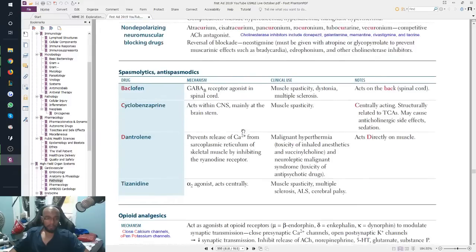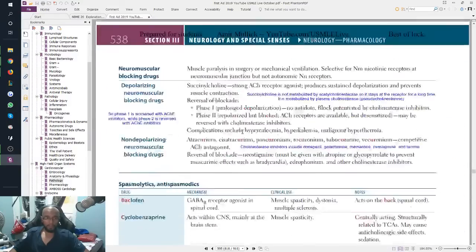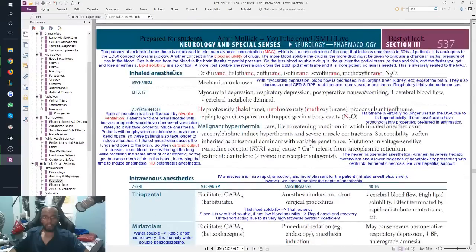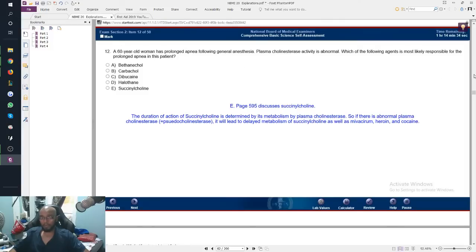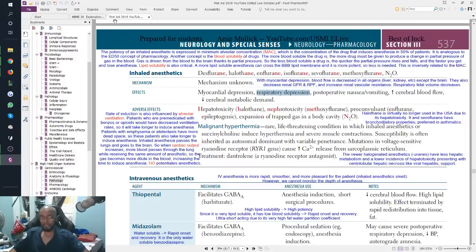Halothane, let me see where that is. Halothane is one that you breathe in. Yeah, inhaled anesthetics, right? Halothane, right? And that, very fair answer choice, very confusing answer choice. Everyone's going to pick it because halothane causes respiratory depression. But she's not having respiratory depression per se. She's just having prolonged apnea. And I can see how the two things fit together.